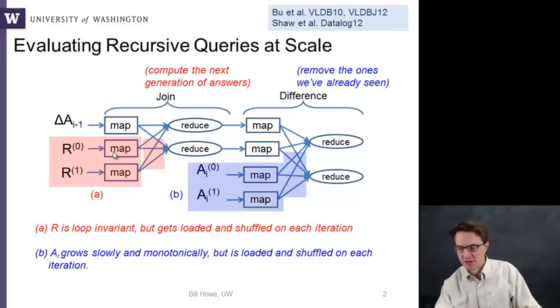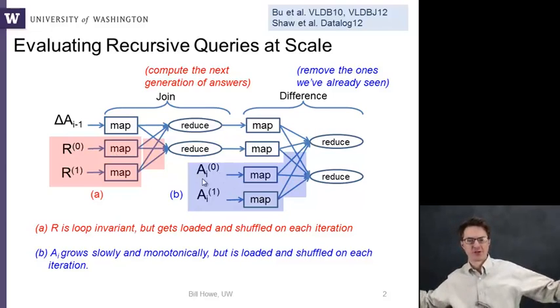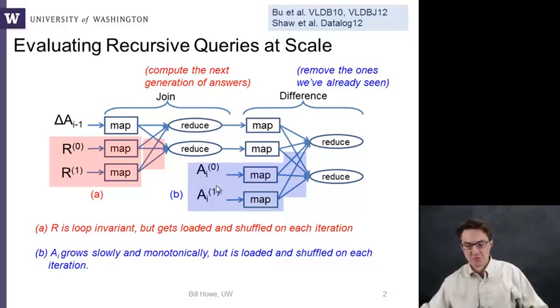The second point, which is a little bit more subtle, is that the answer set, AI, is growing at every iteration. You find more and more answers, and as soon as you stop finding answers, you're done. Well, this is getting bigger and bigger over time, so it's not completely static. But all the old values that you've already seen before are read off of disk and shuffled across the network in the same way in order to try to remove duplicates. And if you've already done that once, you shouldn't have to do it again.